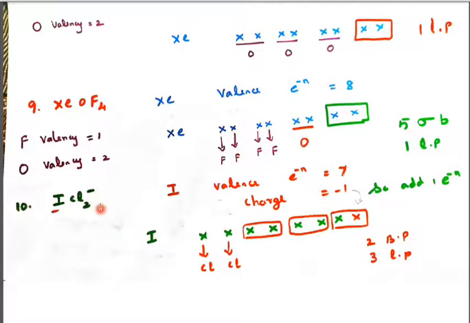Next example, ICl2 minus. Iodine valence electron is equal to 7. The charge is minus 1, so 1, 2, 3, 4, 5, 6, 7 and 8. The 8th electron is added, an extra electron. The combining power of chlorine is only 1. So 1 and 2. So it left out 3 lone pairs of electrons: 1 lone pair, second lone pair and third lone pair. It has 2 bond pairs and 3 lone pairs of electrons.